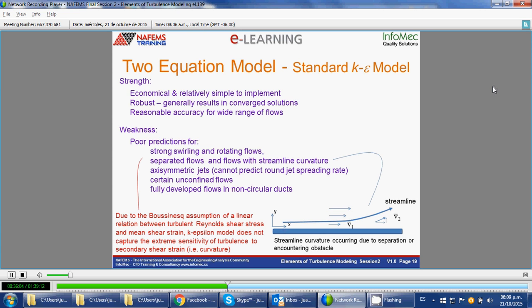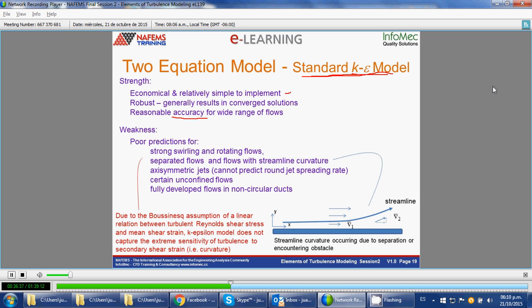The standard K epsilon model is really economical. That's why it's used so much. And it's really simple to implement, so that's why it's often written in the code. One of the good things about it is that it doesn't hurt your convergence. It's very robust in that sense. For many different types of application, it does well. And it does give you accuracy for a wide range of flows, not for all kinds.